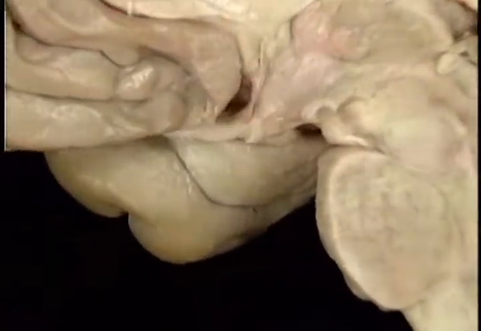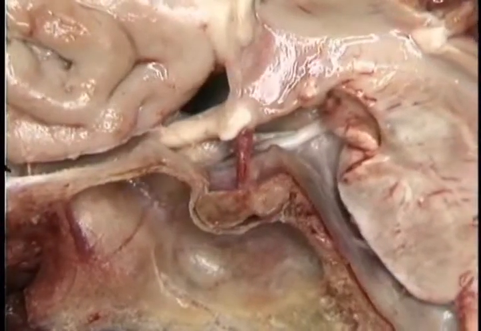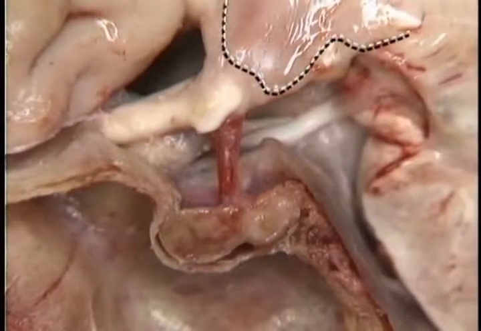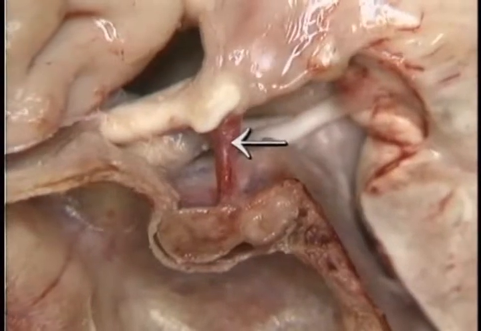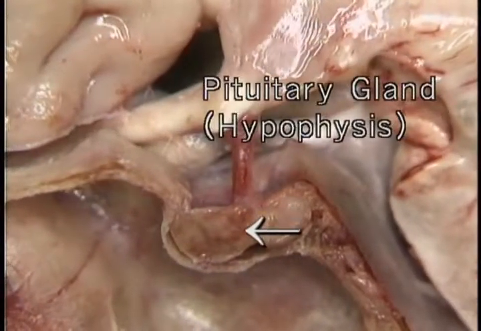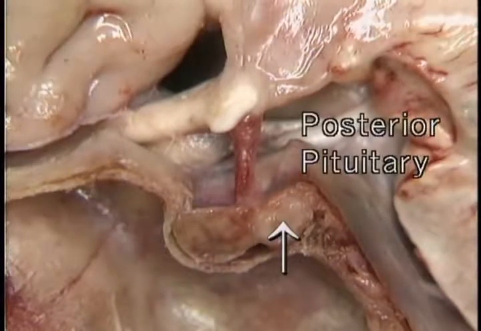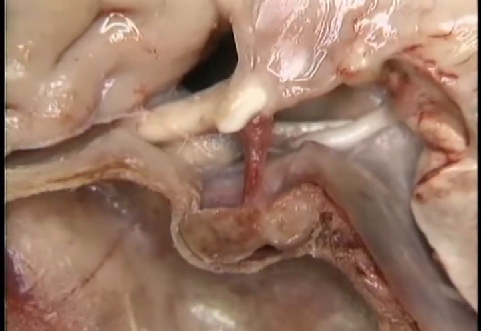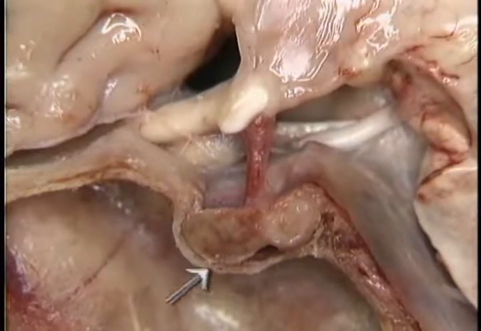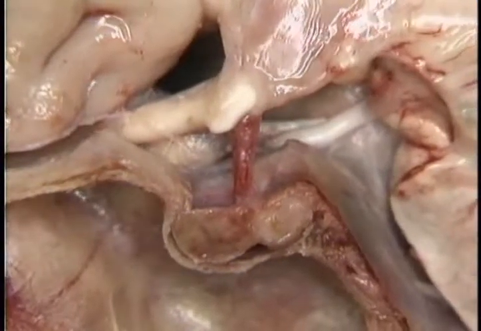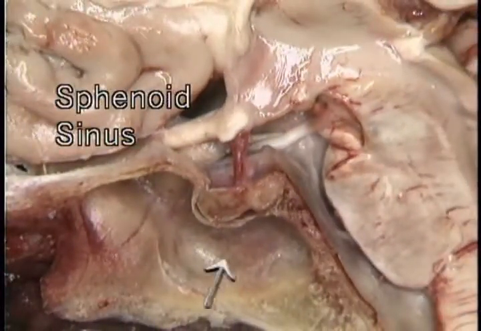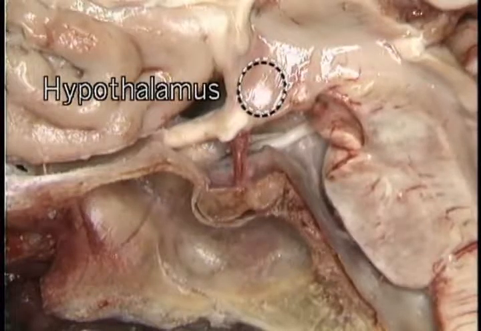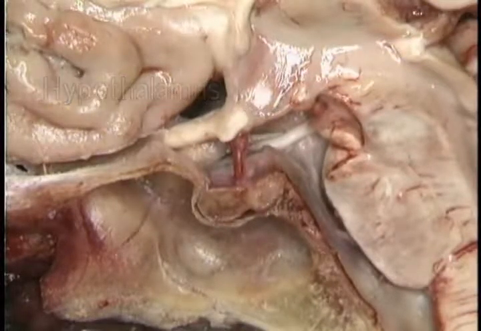To see how the pituitary gland is attached to the brain, we'll look at an intact specimen divided in the midline. Here's the floor of the third ventricle. Here's the optic chiasm. Here's the infundibulum leading down to the pituitary gland or hypophysis. The anterior and posterior parts of the pituitary gland are quite distinct. The pituitary gland sits in the pituitary fossa. The pituitary fossa bulges downwards into the roof of the sphenoid sinus. This area just above the pituitary stalk is the hypothalamus.